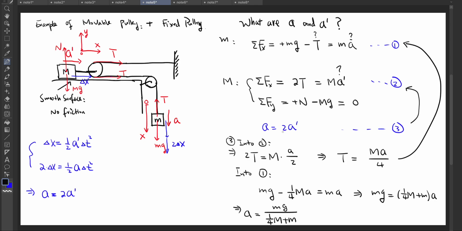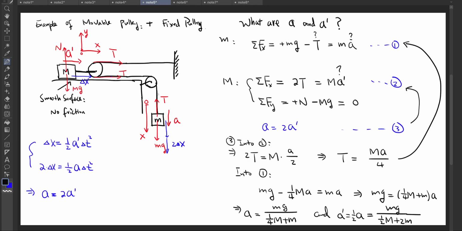And acceleration a prime is 1/2 of little a. So we have mg over 1/4 big M plus 2m when you divide a by 2. Okay, we'll get that. So that's one example that illustrates the concept of the string.